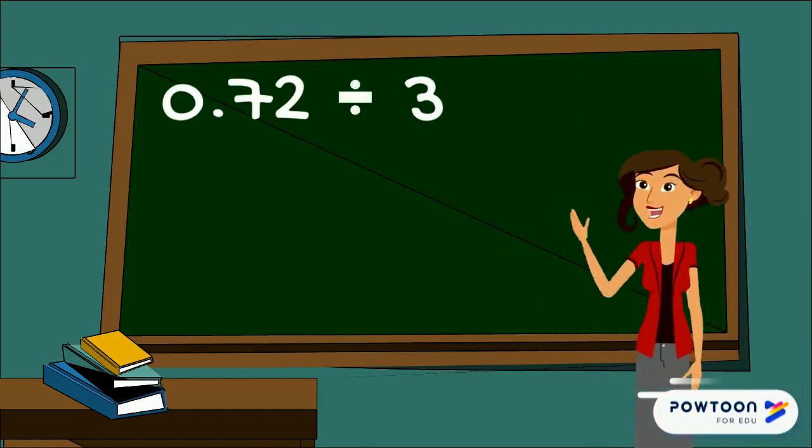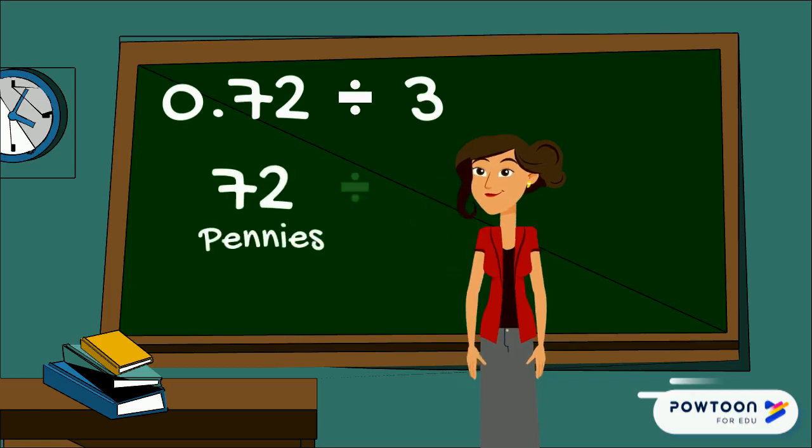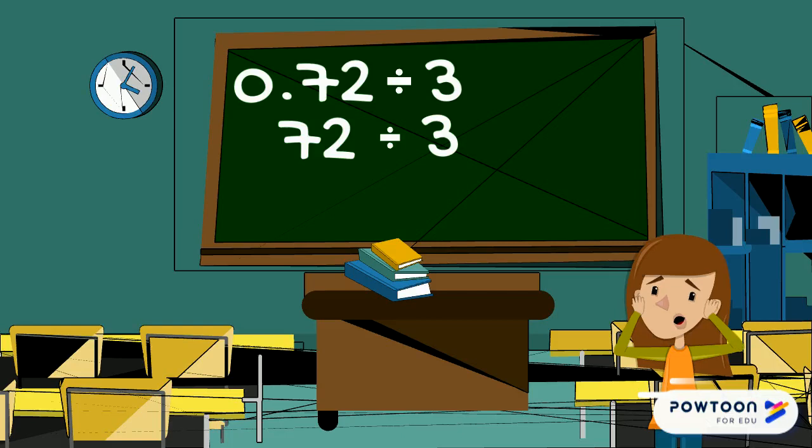Now for 72 hundredths divided by 3. At this point, your thought process should be 72 pennies divided among 3 people. Oh no, I can't do mental math for 72 divided by 3. What am I going to do now?